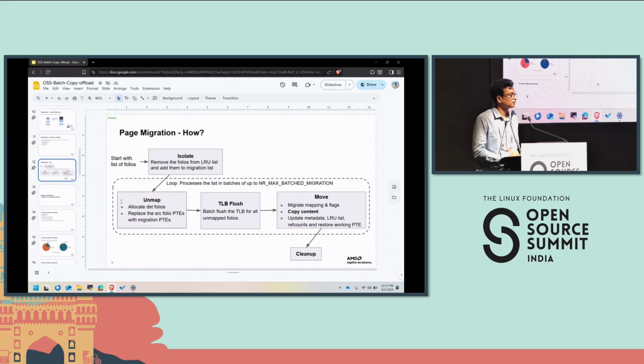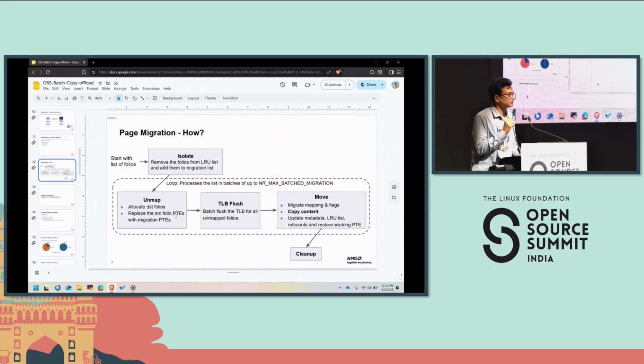So first you unmap the page, right? If someone tries to access the page after it's unmapped, how would you handle that kind of situation? Yeah, so first we lock the page, and then to ensure that there is no further access, we replace the source folio page table entries with the migration page table entries. So it's handled similar to a page that is swapped out to swap nodes.